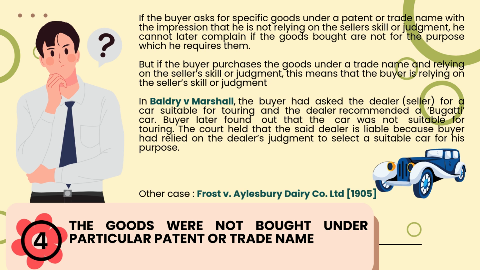In the case of Baldry v Marshall, the buyer had asked the dealer or seller for a car suitable for touring, and the dealer recommended a Bugatti car. The buyer later found out that the car was not suitable for touring. The court held that the said dealer is liable because the buyer had relied on the dealer's judgment to select a suitable car for his purpose.